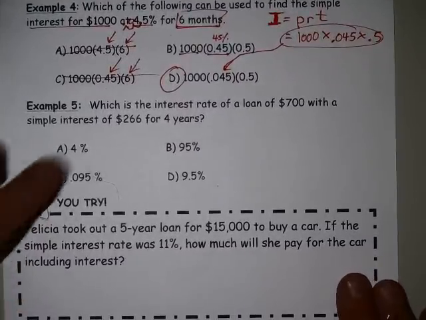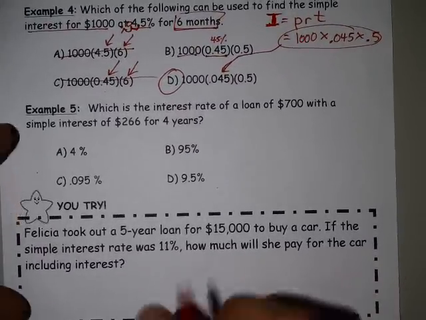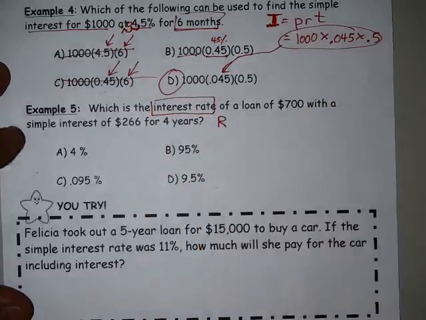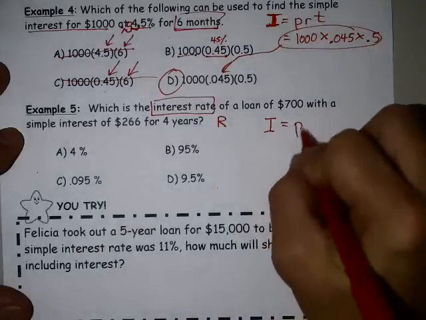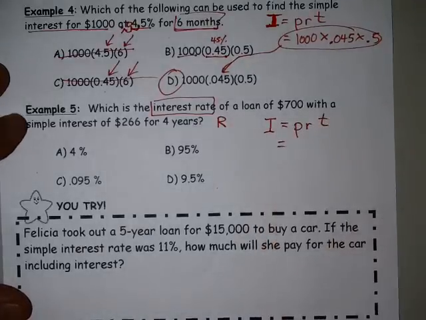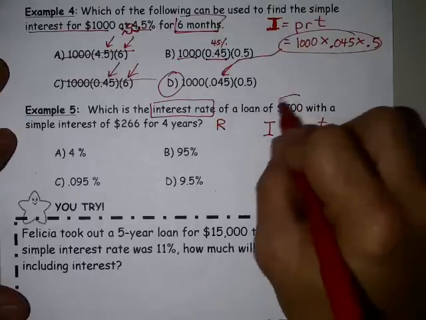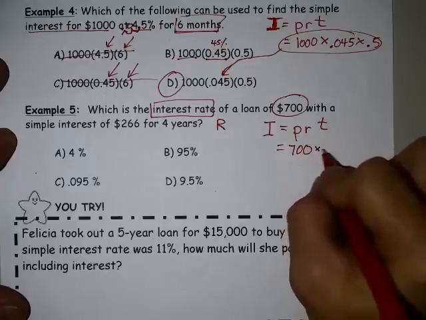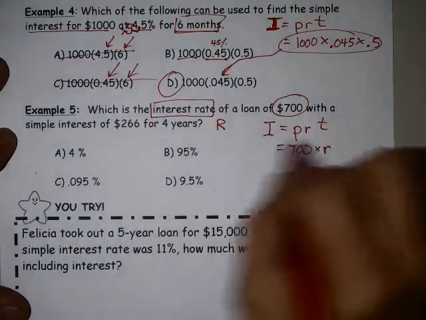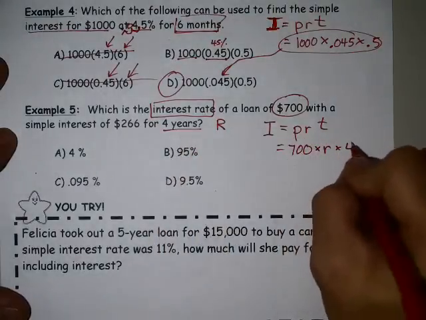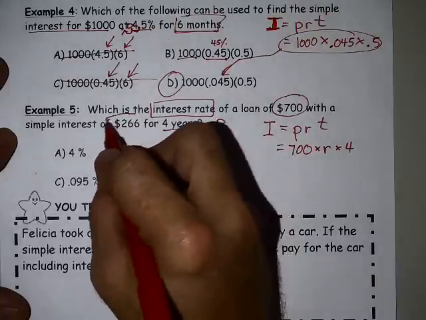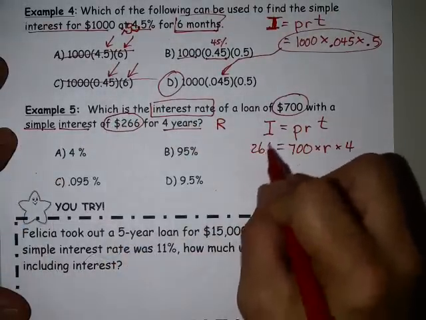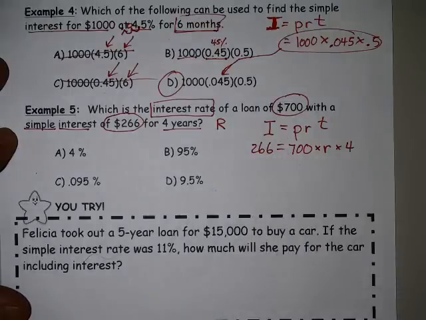Now, number 5, a little bit tricky, because this one actually wants you to find the interest rate. So this one you're looking for R, which is in that formula. So you're going to write out the formula just like before. You're going to write in the numbers they gave you. They gave you the loan is 700. That's the principal. The rate is what you don't know, so we're just going to put times R. They tell us the time is 4 years. And this last bit of information is the simple interest. They gave us the I, the 266 is the interest that you paid on this loan.